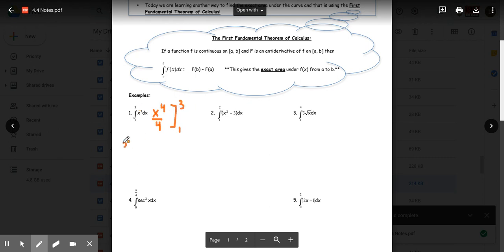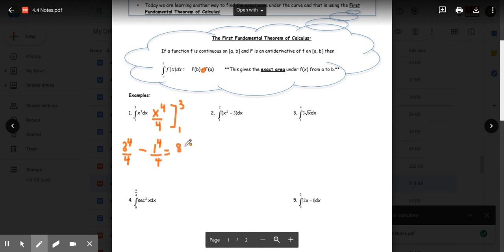First fundamental theorem says take the top bound, plug it in everywhere you see x. So I'm taking 3 and plugging in for the x here. Then you subtract. That's what it says up here. This is the first fundamental theorem. It says subtract up there. Take 1 and plug it in everywhere you see x. The number you get is the exact area.